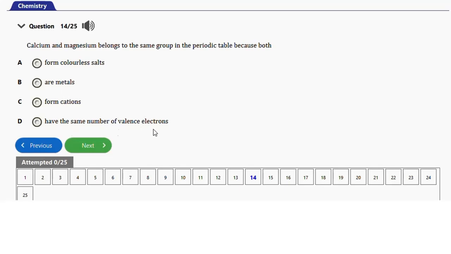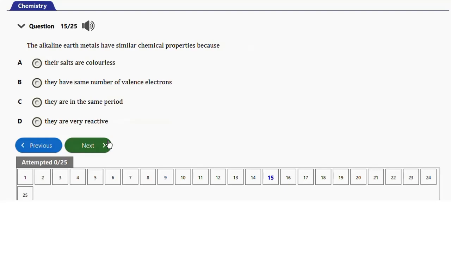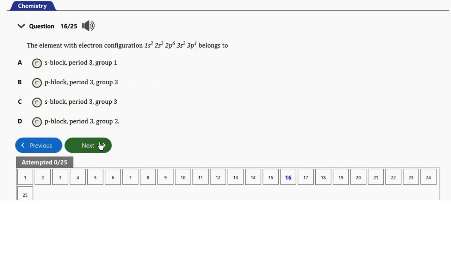Okay, the next question will be this one. It says the alkaline earth metals have similar chemical properties because their salts are colorless. They have the same number of valence electrons. They are in the same period. They are very reactive. Option B. They have similar chemical properties because they have the same number of valence electrons.